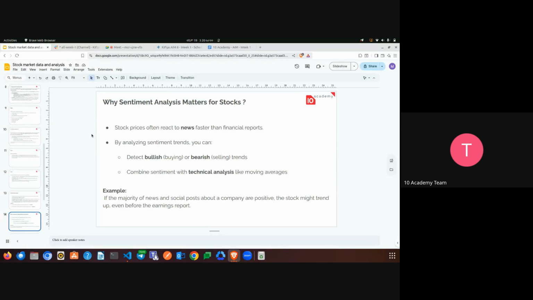So why do we do sentiment analysis? Why does sentiment analysis matter for stocks? The stock price often reacts to news faster than financial reports. By analyzing sentiment trends, we can detect buying or selling trends. We can also combine sentiment with technical analysis like the moving average. For example, if the majority of news and social posts about the company are positive, the stock might trend up even before the earnings report. So this news has a major effect on the stock market.